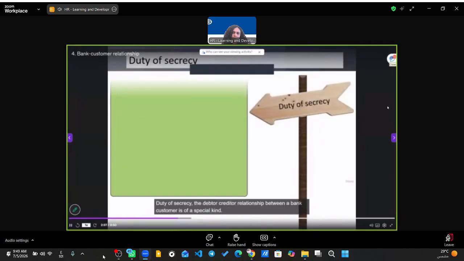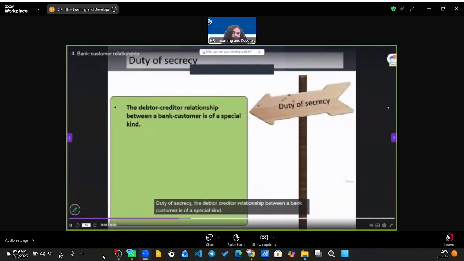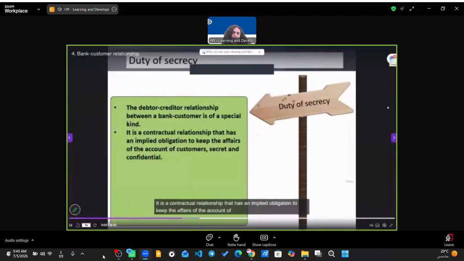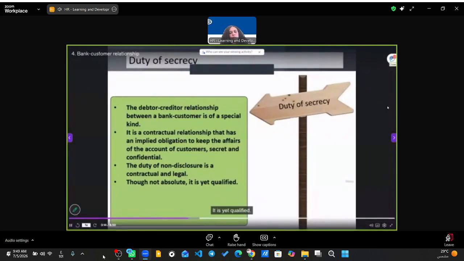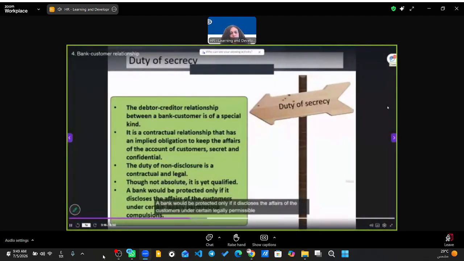Duty of secrecy. The debtor-creditor relationship between a bank and customer is of a special kind. It is a contractual relationship that has an implied obligation to keep the affairs of the account of customers secret and confidential. The duty of non-disclosure is contractual and legal. Though not absolute, it is yet qualified. A bank would be protected only if it discloses the affairs of the customers under certain legally permissible compulsions.